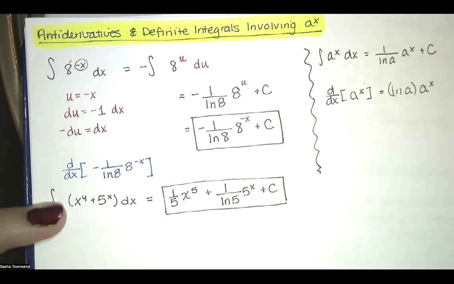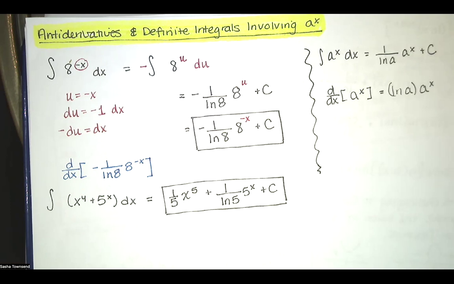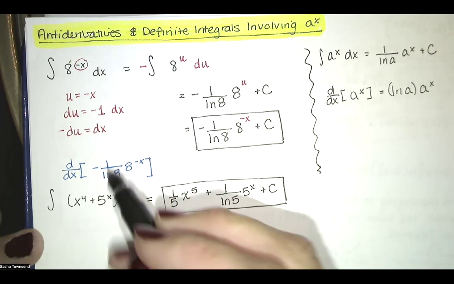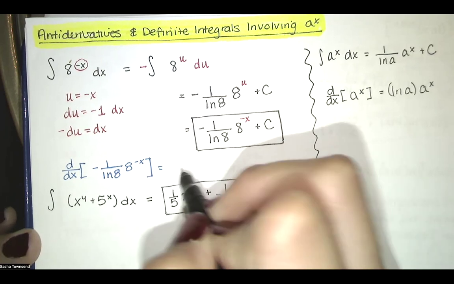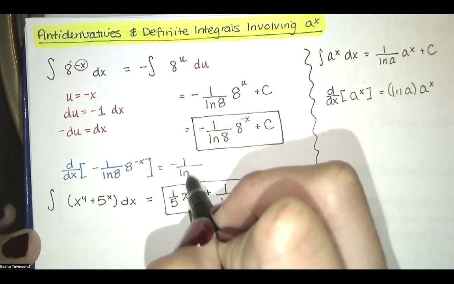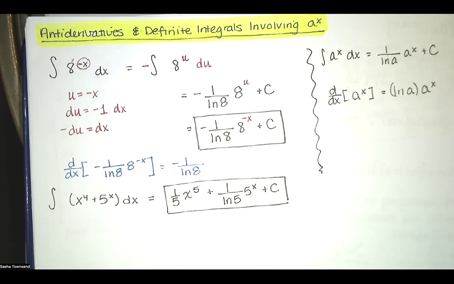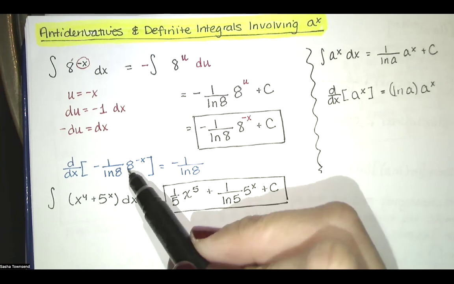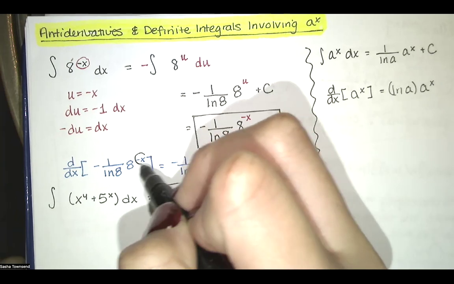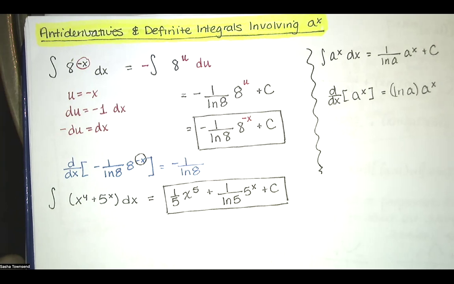And of course, the derivative of c is 0, so that's going to be gone. Now, when you take the derivative of a constant times a function, you always get the constant times the derivative of the function. So I have -1 divided by natural log of 8. And the derivative of 8 to the negative x requires the chain rule because I've got that negative x inside.